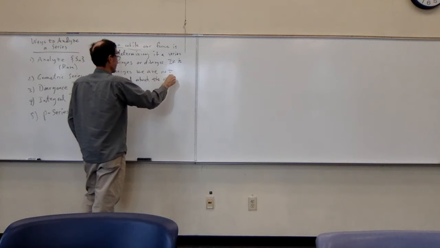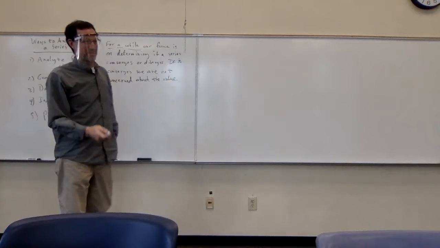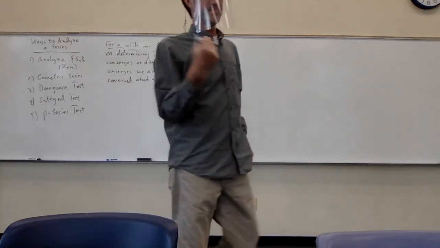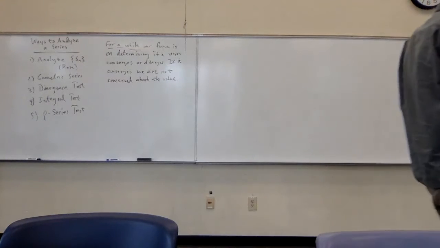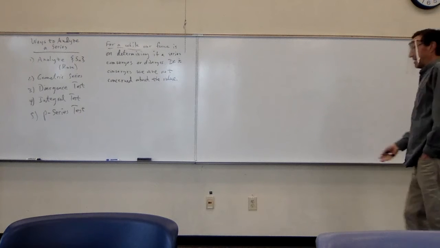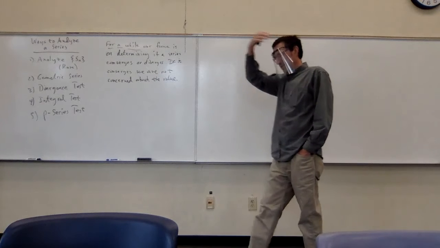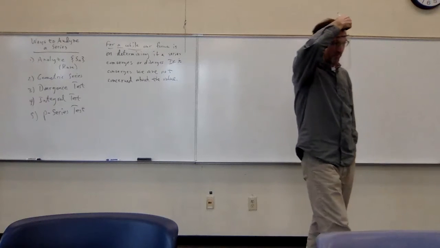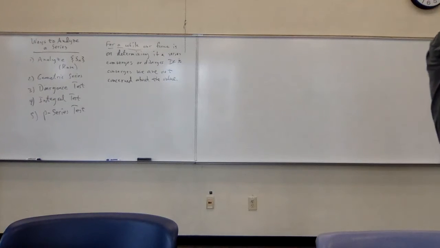And the reason we're not going to care about it is because these tests aren't going to tell us the value. If we pick the right test, it will tell us if it converges or if it diverges. But tests don't have the power to tell us the value it converges to. So we're going to give up on that while we learn all about all the tests. And like I said, later on, we'll come back to the issue of what do converging series converge to.